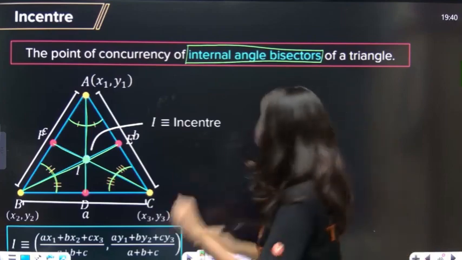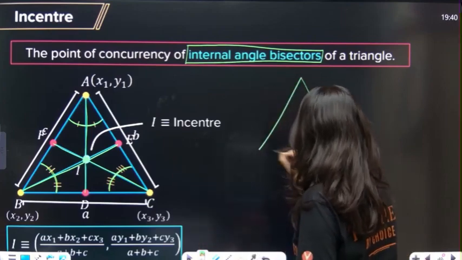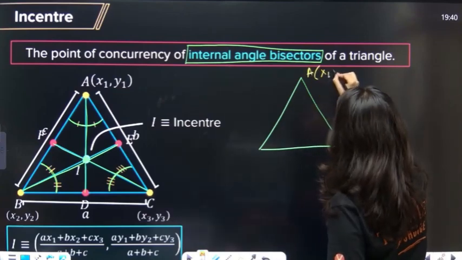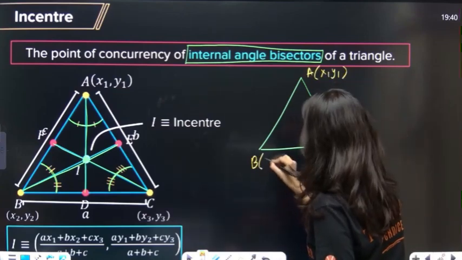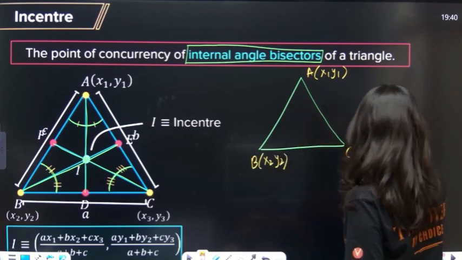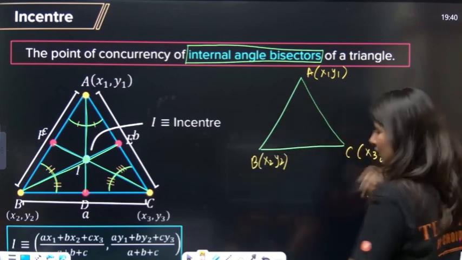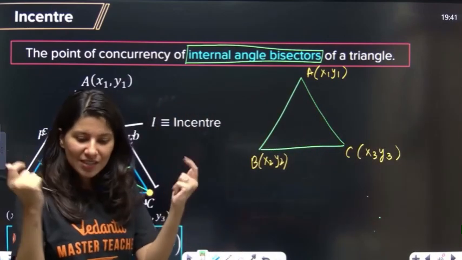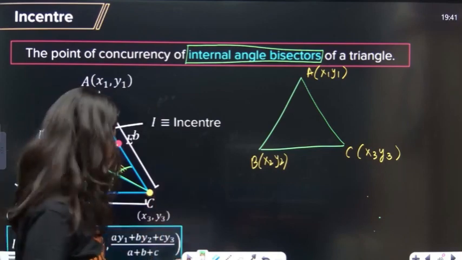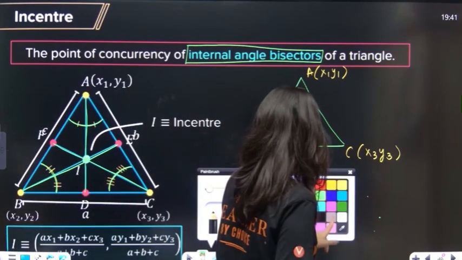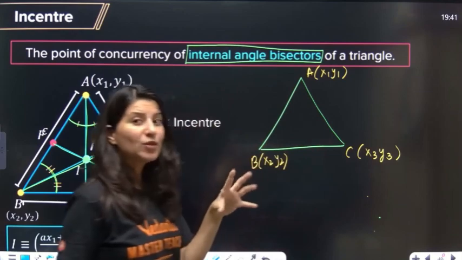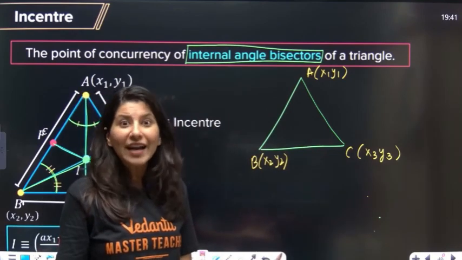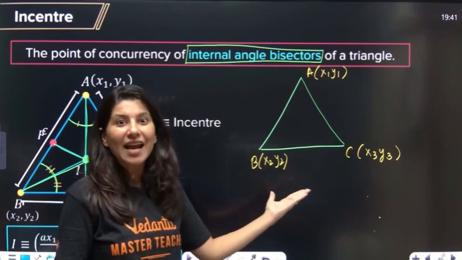Let me tell you the notation over here. Let me draw one more time. If A is (x1, y1), this is your B (x2, y2), and this is your C (x3, y3). Now listen to me very carefully. You don't have to mug up the incenter formula. Just recognize it by pattern. You won't be able to forget it because you have to understand the pattern.